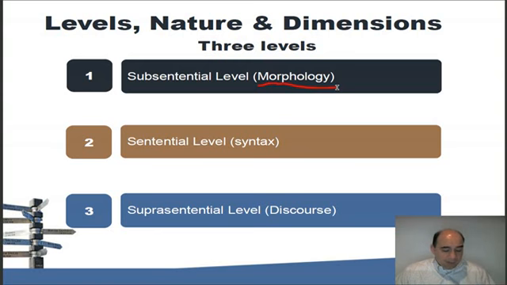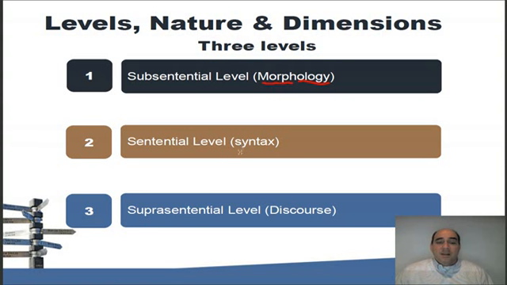So, for example, we have this word morphology. Well, morph is a morpheme, and ology is a morpheme. Ology means the study of. So we have two different things here. At this level, the lower level of language study would be at the morphological or the subsentential level. At the sentence level, we have syntax, or your standard grammatical elements.